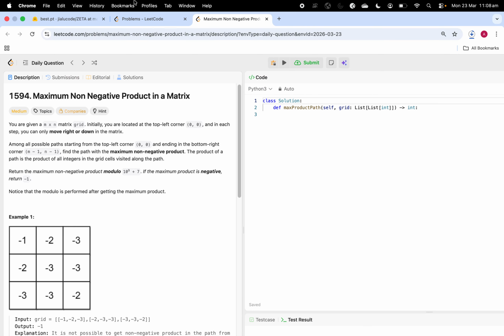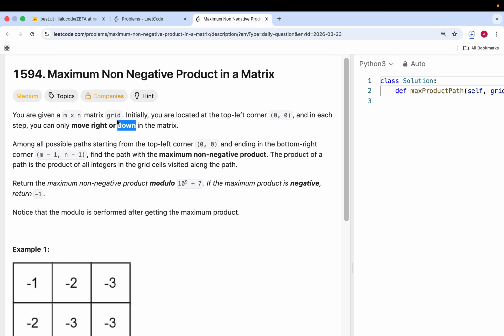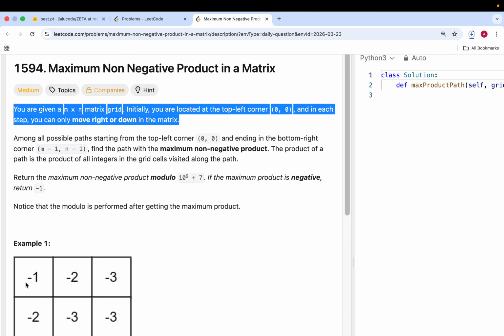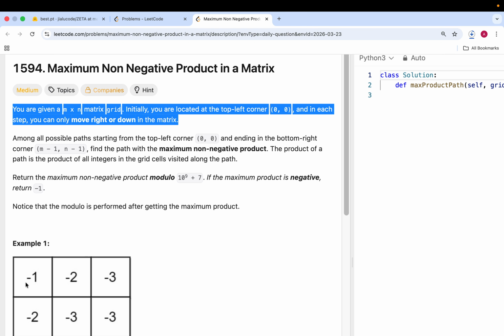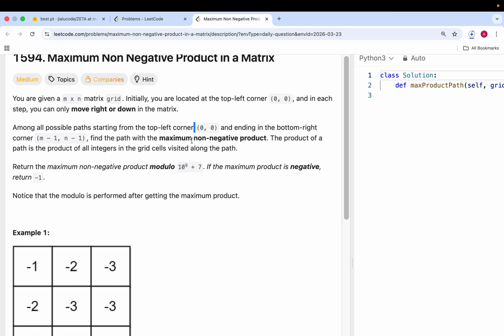This is POTD, 23rd of March 2026. All right. Maximum non-negative product in a matrix. You are given an m by n matrix grid. Initially, you are located in the top left, and in each step, you can move right or down. Among all the possible paths, starting from top left corner and ending in the bottom right, m-1, n-1, find the path with the maximum non-negative product.